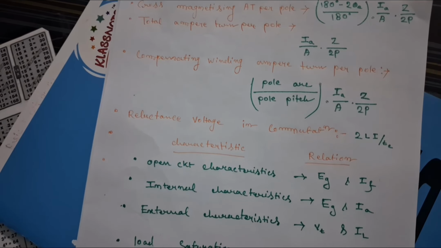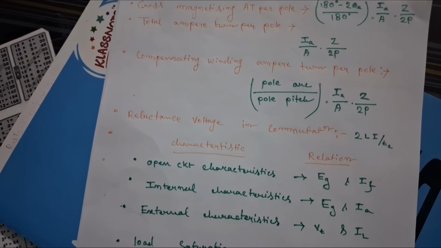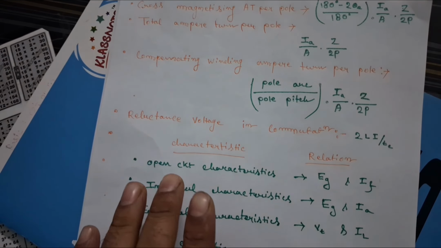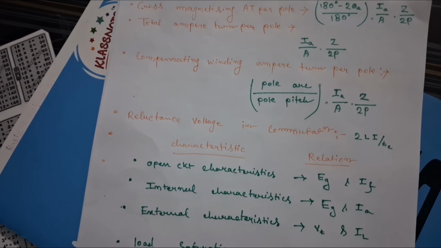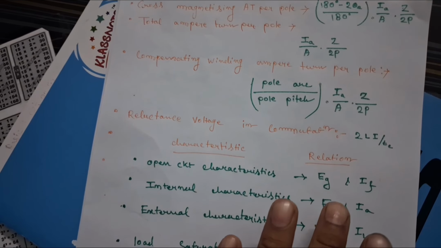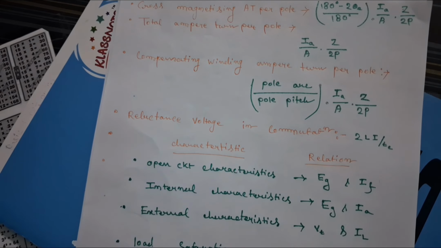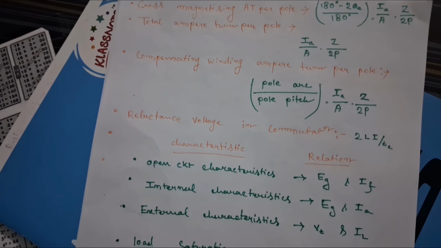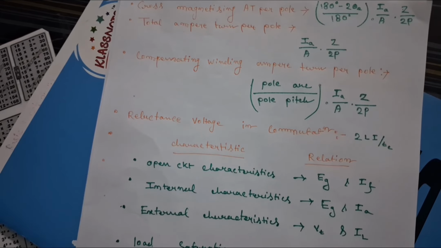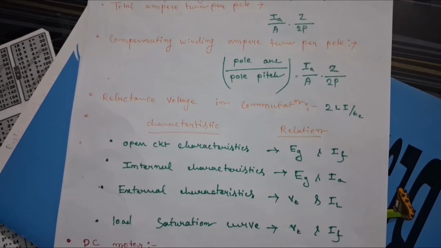Next, you have to remember some characteristics and their relations. One is the open circuit characteristics relation. What is open circuit characteristics? Open circuit characteristics show the relation between Eg and If. Here Eg is generated voltage, back EMF, and If is field current. Next, internal characteristics. Internal characteristics show the relation between Eg and Ia.